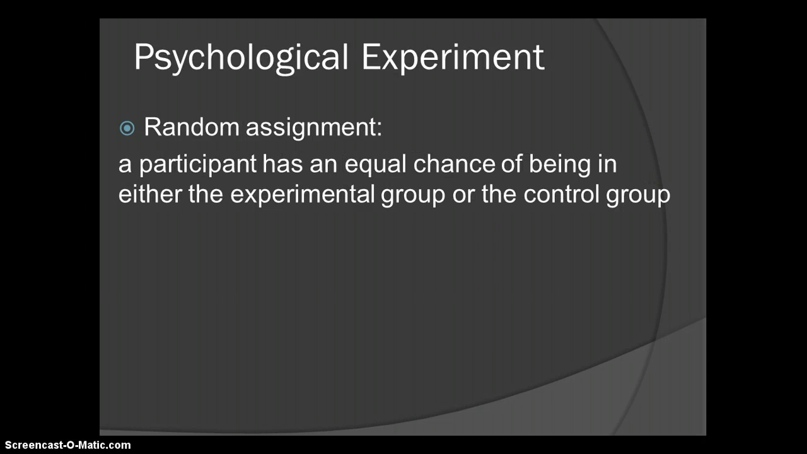Another very important element in psychological research is random assignment. Random assignment is when a participant has an equal chance of being in either the experimental group or the control group. The purpose of random assignment is to make sure that what you're actually manipulating, aka your independent variable, is actually influencing your dependent variable and not something else.